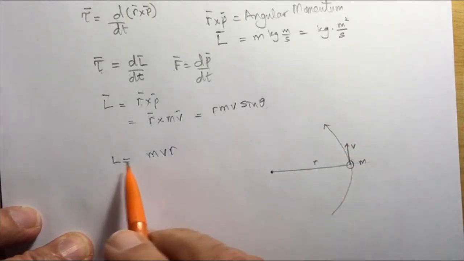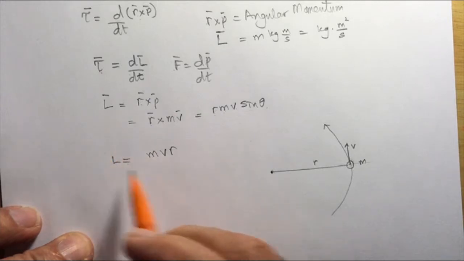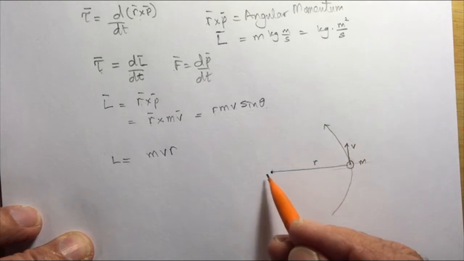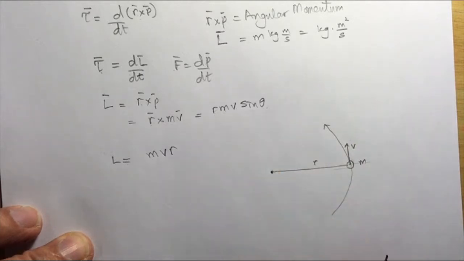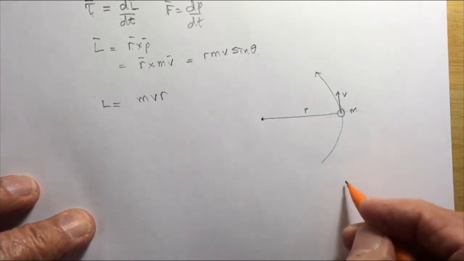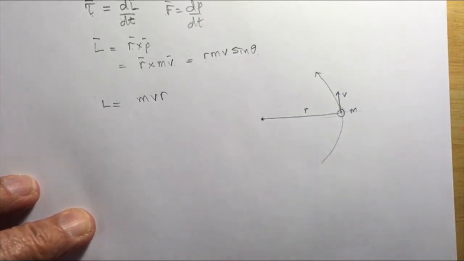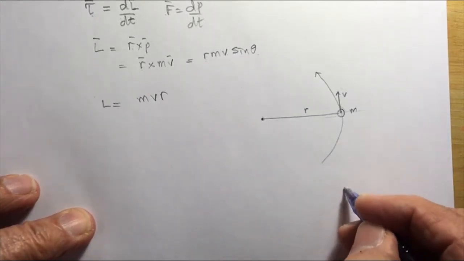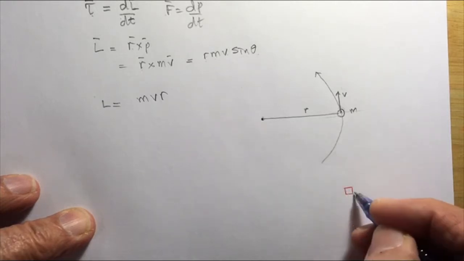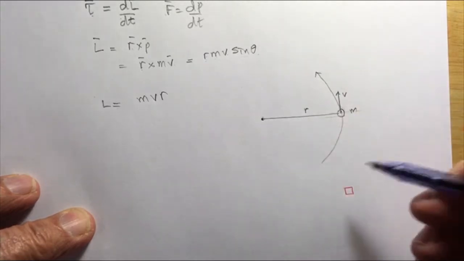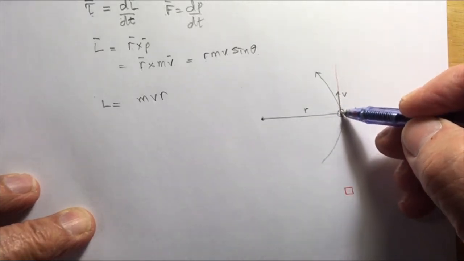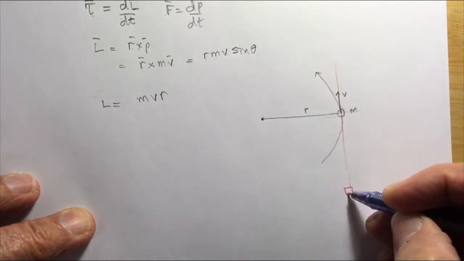Well, we don't have the direction here because it's just a magnitude. The direction will be perpendicular to both r and v, which means it's going to be coming out of the page. Now let's consider in the same situation that we have another object, and I'll make this one with a red colored pen, and I'll make it a square just to differentiate it from this mass. And this little square is following the same path.